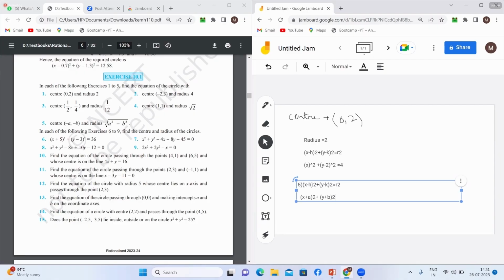So this is the left side of the equation, equal to r square. What is r? r is given to us as root of a square minus b square. So square of root of a square minus b square is a square minus b square.